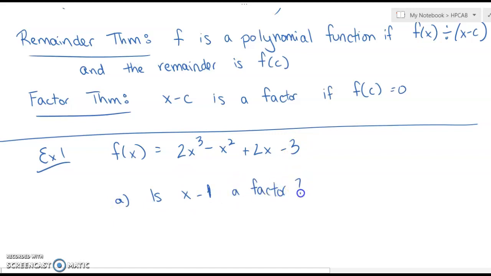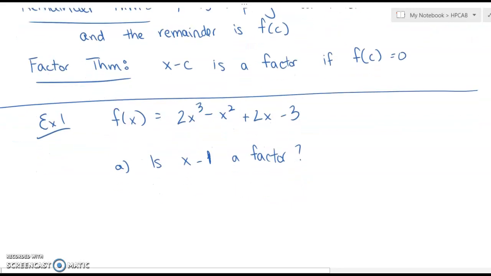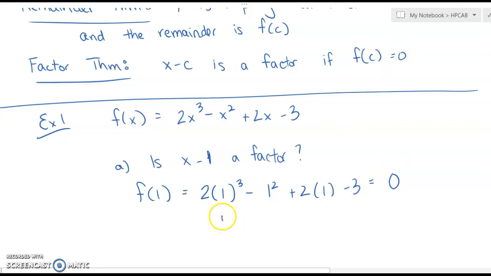If it's in factored form, then you could tell. Obviously it's not. So what you do is we use the factor theorem. If it's x minus c as a factor, then f of c will be 0. So, set that equal to 0, you get 1. So we're going to plug in 1. If you get 0, then you know it's a factor. That's essentially what it means. So if you do 2 times 1 cubed minus 1 squared plus 2 times 1 and you subtract 3, if you simplify all that, you will get 0. Since it equals 0 by the factor theorem, that means that yes, it is a factor.